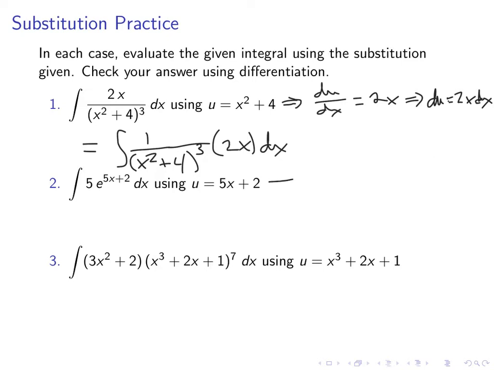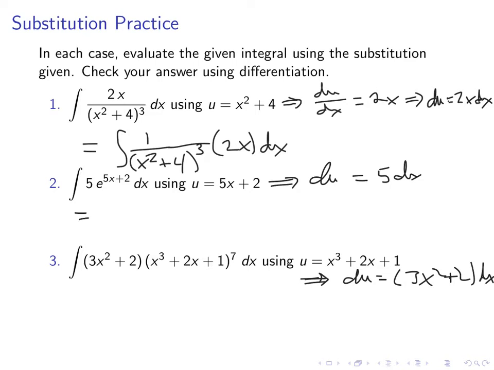In this one, the relationship between u and x tells us that du is going to be 5 times dx. And here, this relationship between u and x tells us that du is going to be 3x squared plus 2 times dx. Once we've made that determination, then it's fairly easy to change these things in terms of u. One more time, I know that 5 dx is equal to du, so there's 5 dx, so that the 5 and the dx together make du.